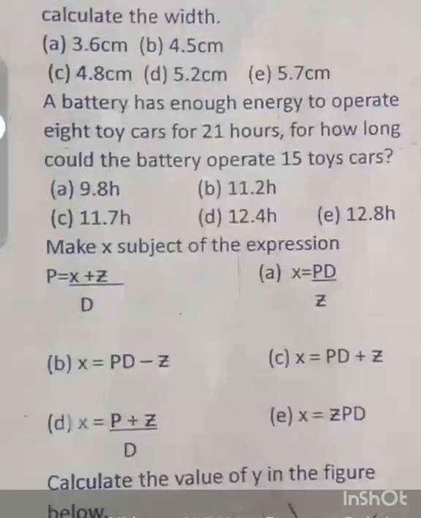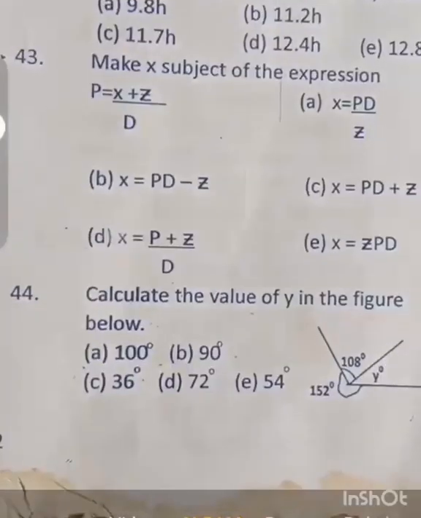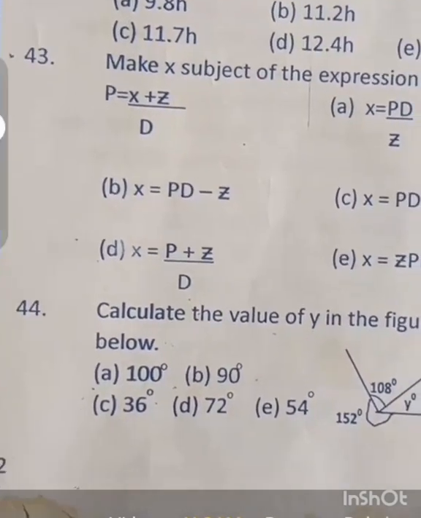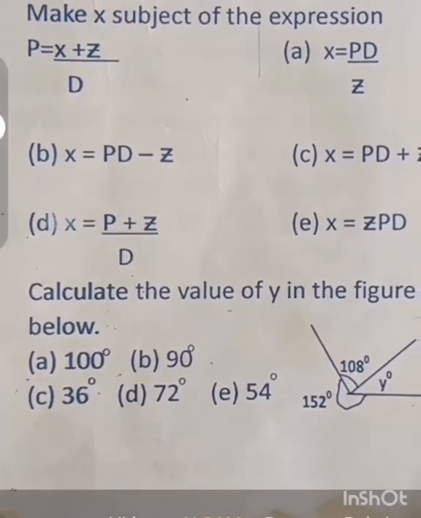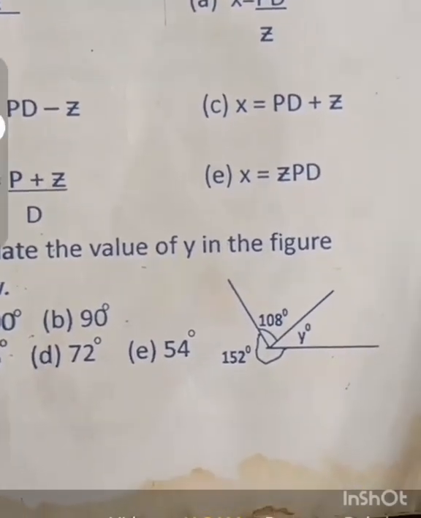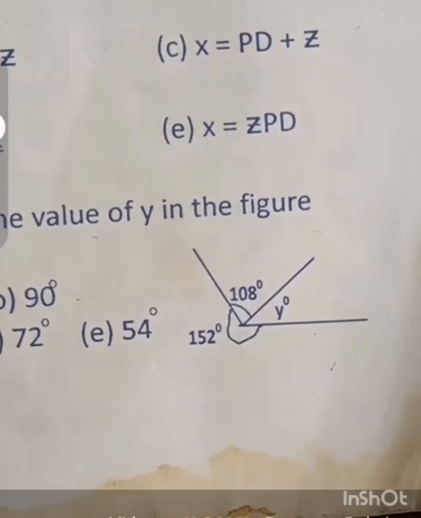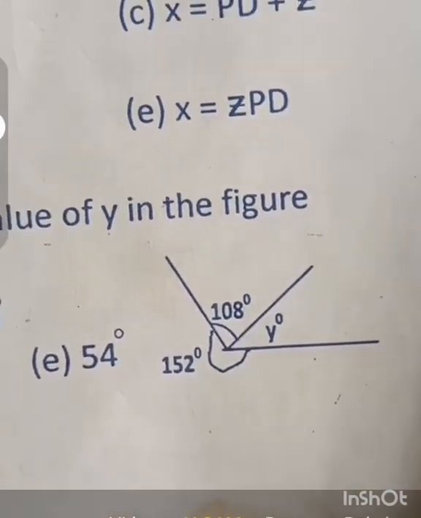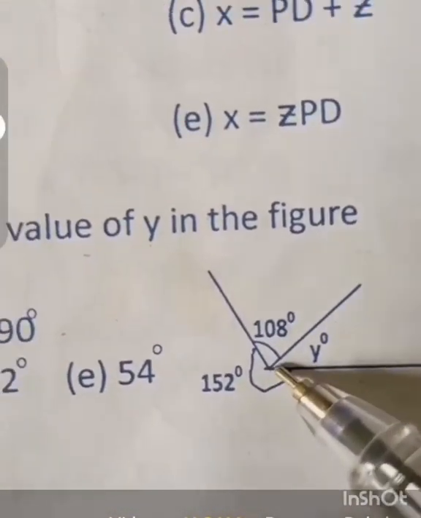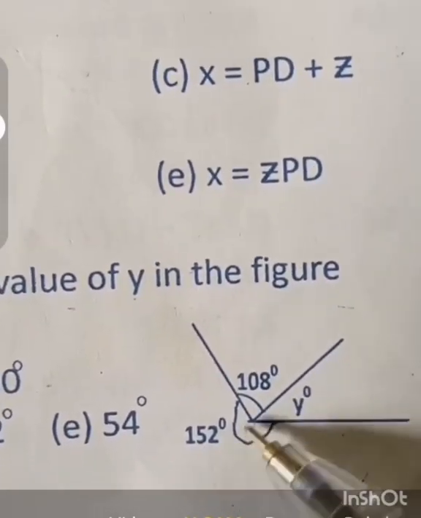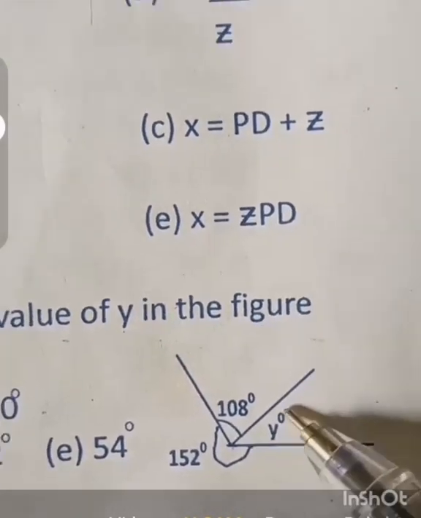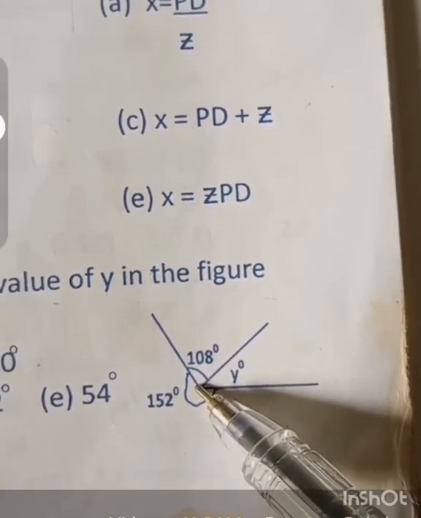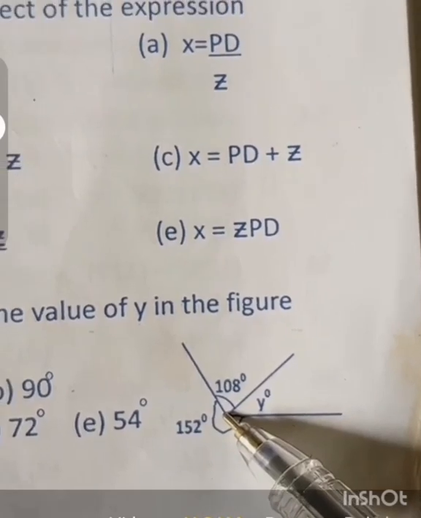Question number 44 says calculate the value of y in the figure below. If you look at this figure, you can see that this is actually sum of angles at a point, because all the angles are at a point. See, this is what we mean by a point. So all these angles, 152, 108, y degrees, are at a point. And of course, you know that the sum of angles at a point is equal to 360 degrees.